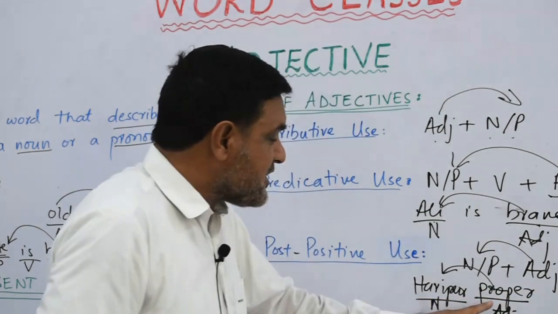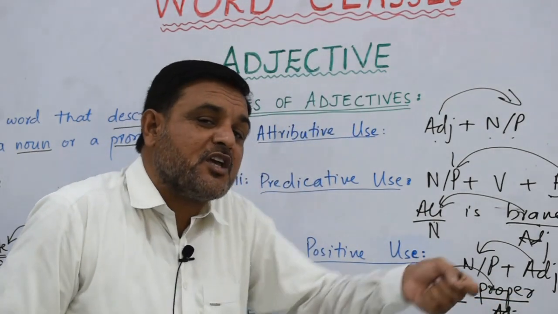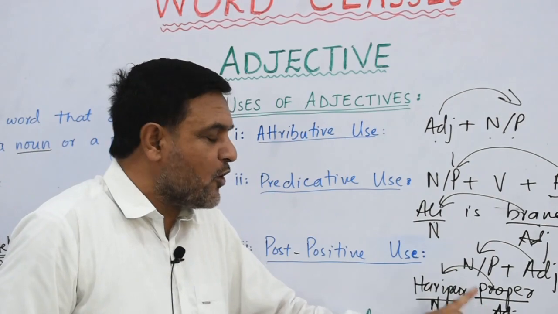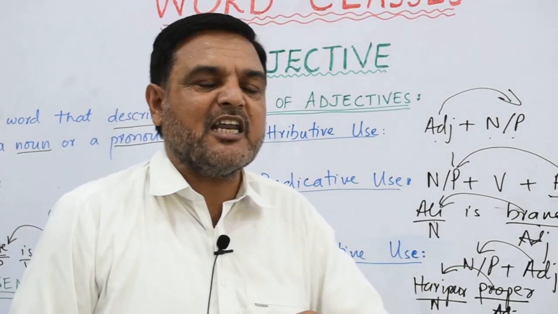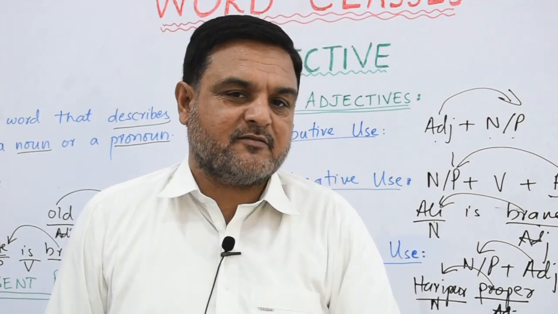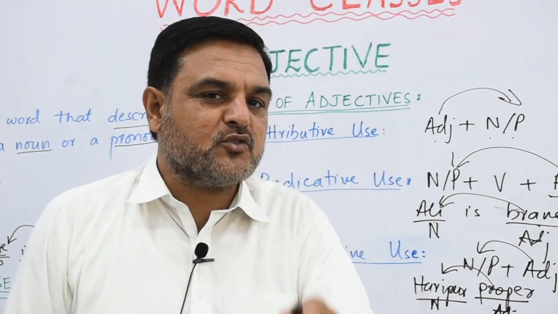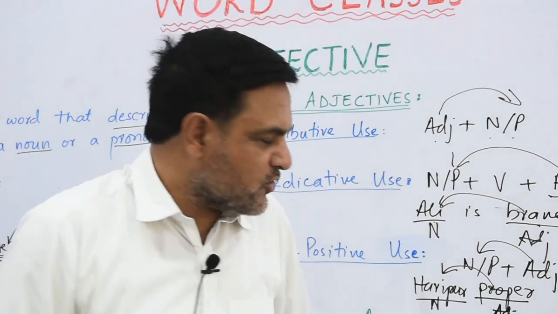So this proper, if it is used in this sense, in this meaning, will always be used after the noun, not before the noun. You can never say, I live in proper Haripur. That's incorrect. Always say, I live in Haripur proper. So keep that in mind.